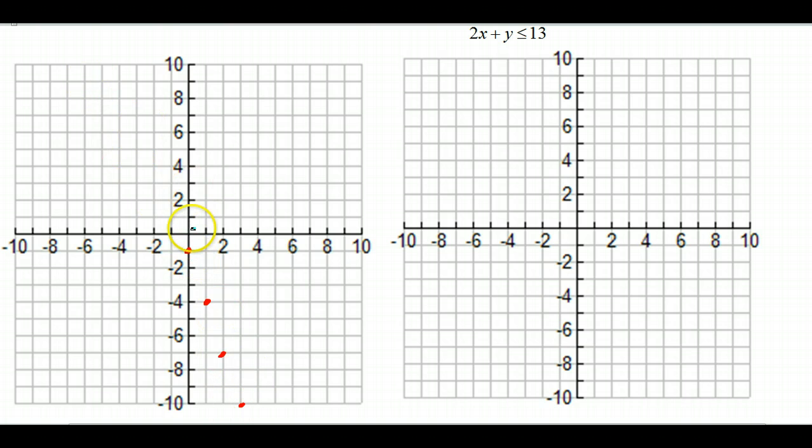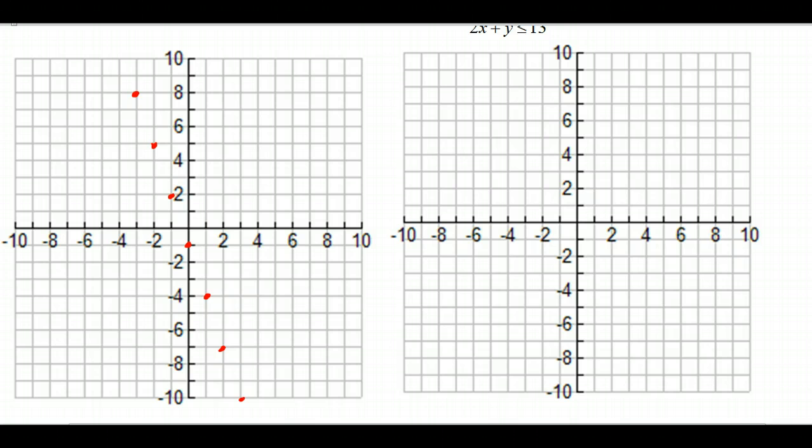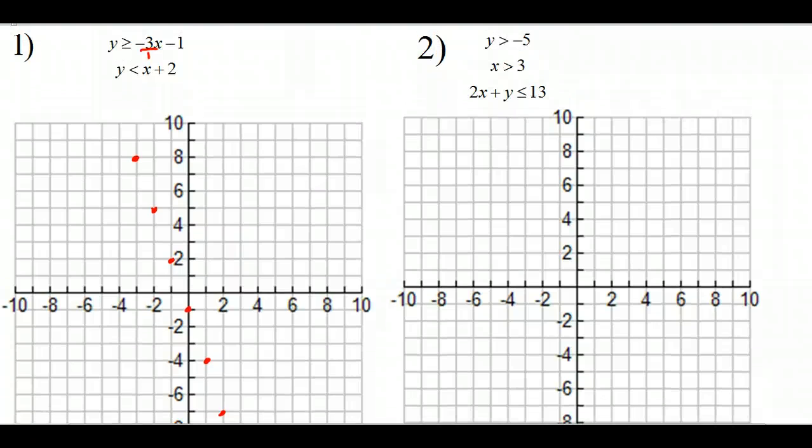Make sure you put as many dots as you can, even to the left. So going in the other direction, it's going to be up 3, left 1, up 3, left 1, up 3, left 1. So these are the dots that you should have on your paper for this one. Any questions so far? Okay, if you graphed it wrong, fix it, please.